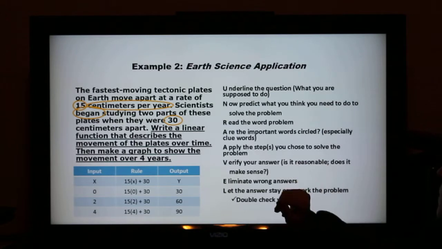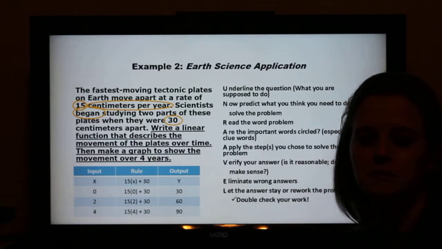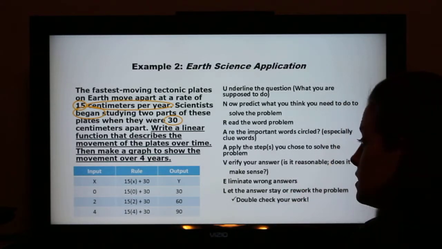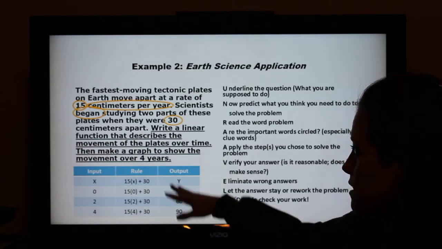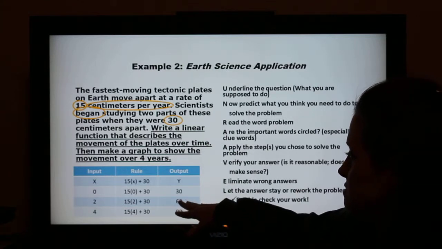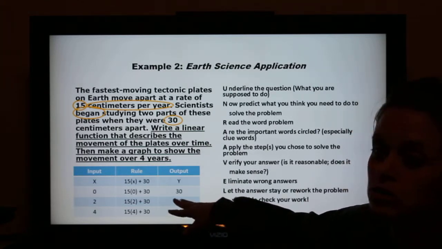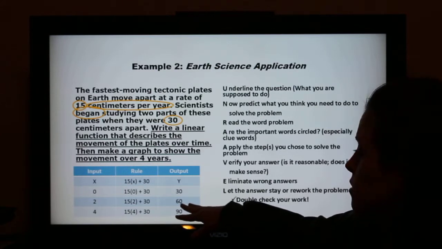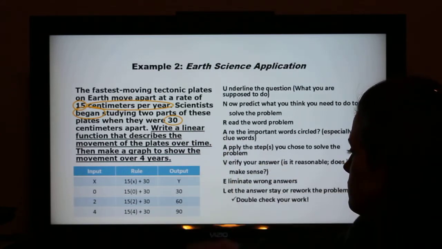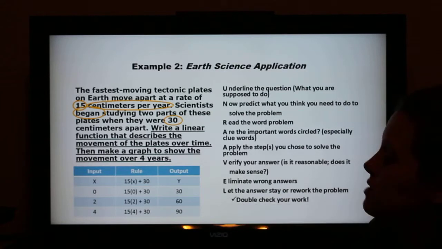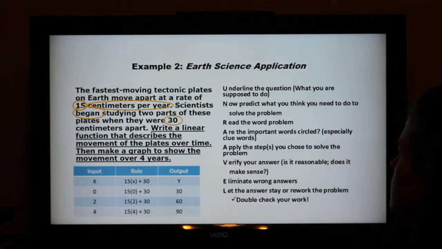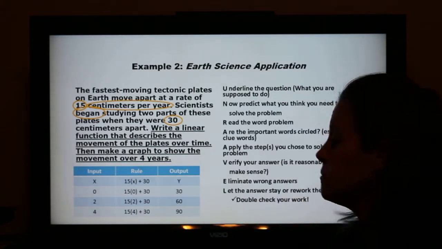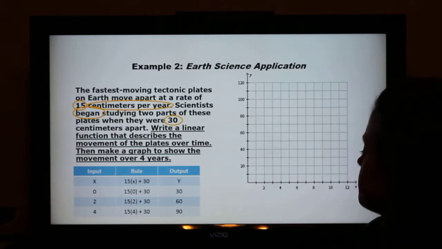Next, I'm supposed to verify my answer. Is it reasonable? Does it make sense? Well, this actually does make sense because it would make sense if this is 60 additional centimeters or 60 centimeters further apart, since we started at 30. Eliminate wrong answers. Well, in this case, it's not a multiple choice answer, so I don't have any wrong answers to eliminate. Now let the answer stay or rework the problem. Now it looks like I've got it right this time, but I might have to rework it next time.